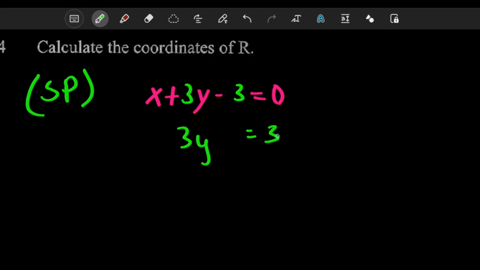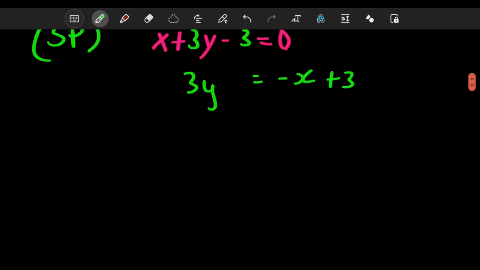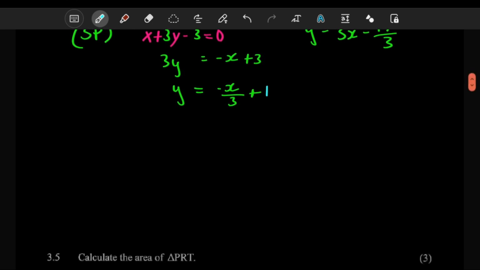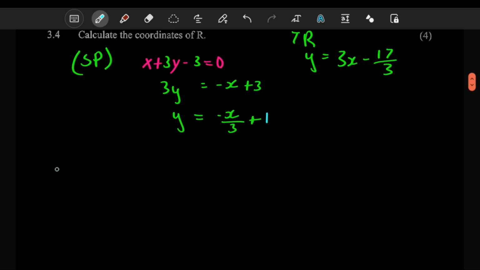And then this is going to go over. It's going to be a plus. Let's actually write the x first, because it's just a bit more natural. Plus 3 over there. And then we can divide both sides by a positive 3, and then plus 1 over here, because they're dividing by 3 on both sides. So these are both equal to y, so you can just equate the 2 equations now, because you're trying to get R, which is the point of intersection between these 2 lines.